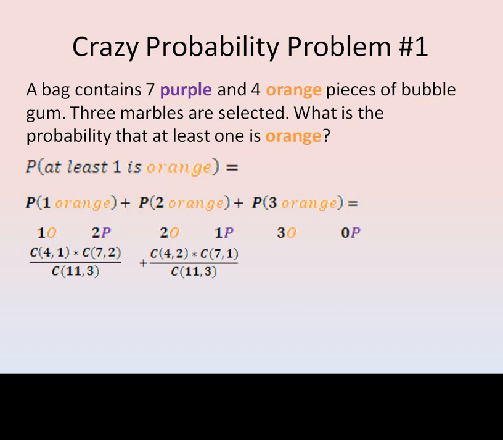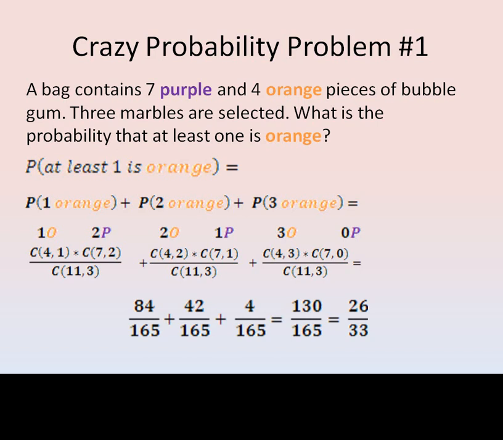The third probability, break it down: 3 pieces of orange gum, no purple gum. That probability is given by the ratio, the total number of favorable outcomes divided by the total number of outcomes. We really don't need to find the combination of 7 choose 0, because that's 1, anything choose 0 is 1.